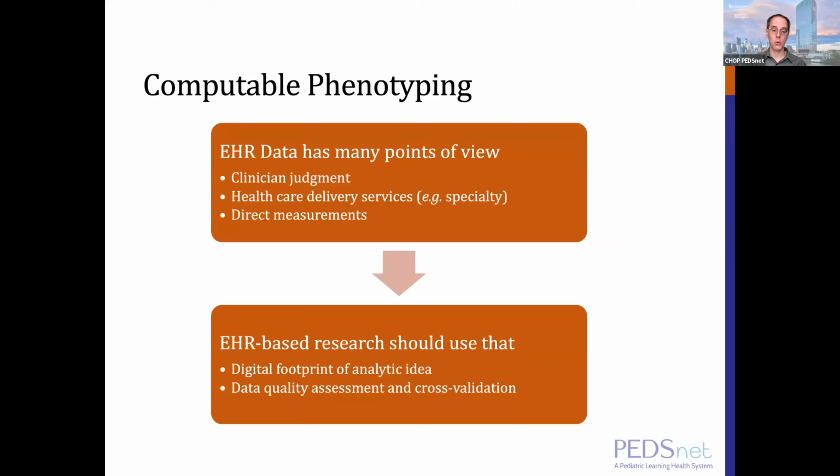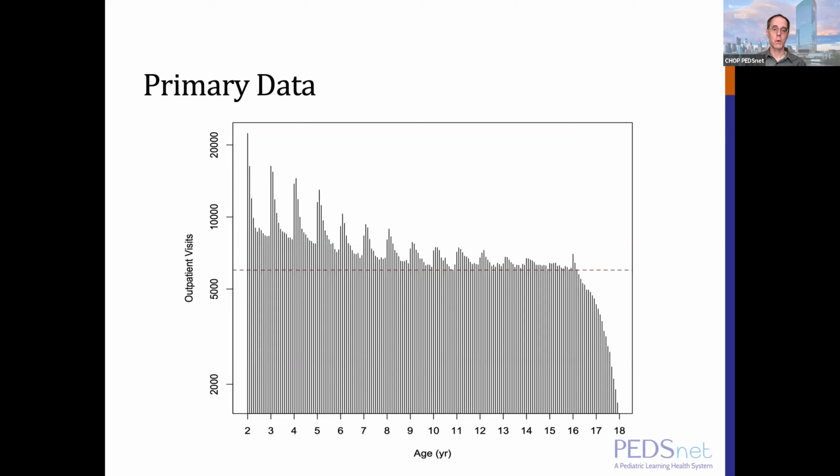So that means that data quality assessment, and in particular, assessing the way that data fit into the analytic needs of the study, are a key part of doing secondary use research. Again, we'll have another talk on that later in this training series. What I do want to point out is that it's often very useful to ask, what kind of primary data do you have? Here's a simple example from PedsNet.